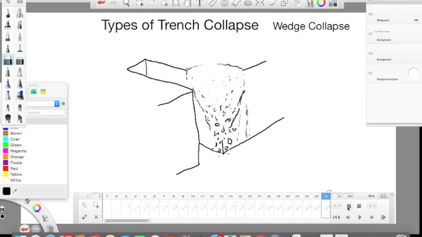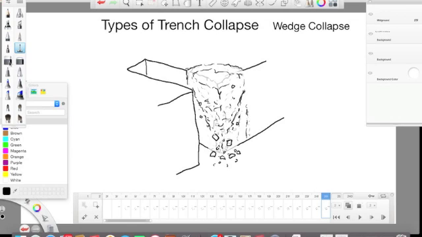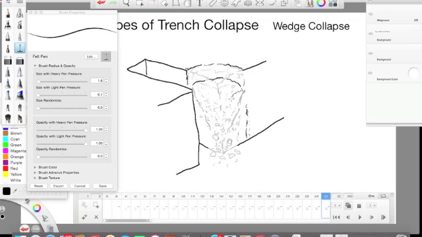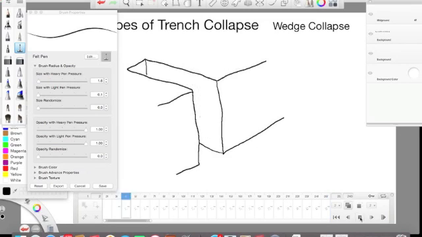Very difficult to deal with, somewhat problematic for rescuers depending on the level of the wedge. But it is a subset, more or less, of the partial shear wall collapse. Here I've shown it partially up the wall. It can occur, of course, full length from the toe to the lip.